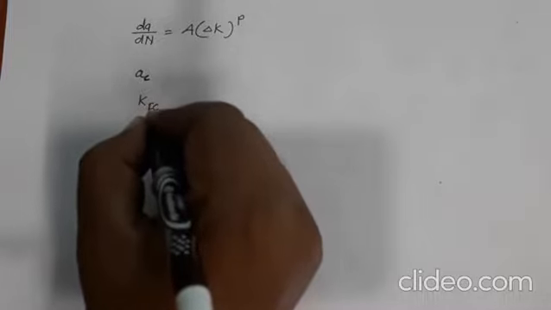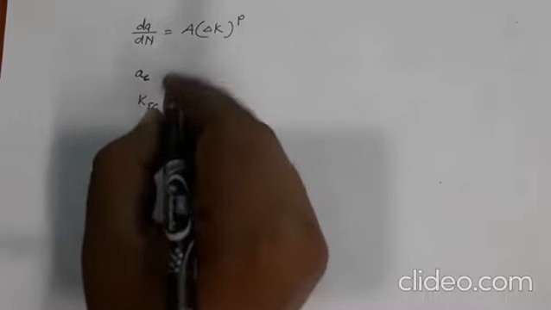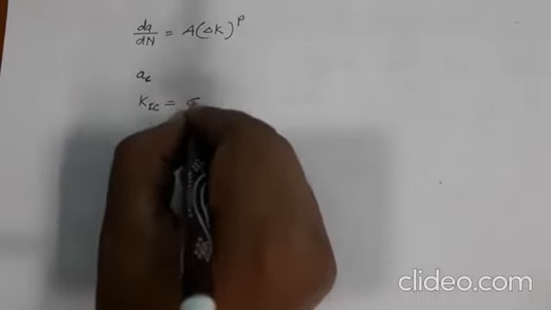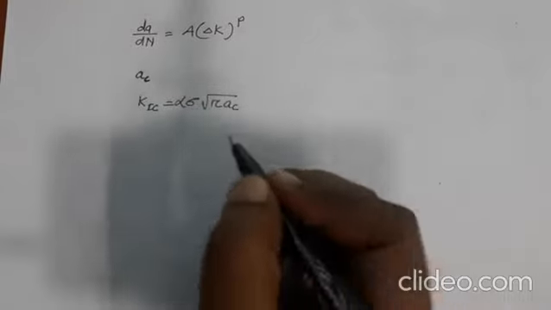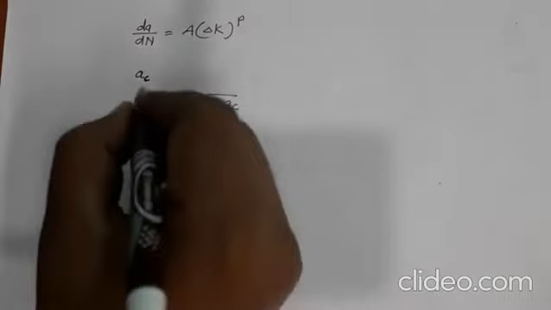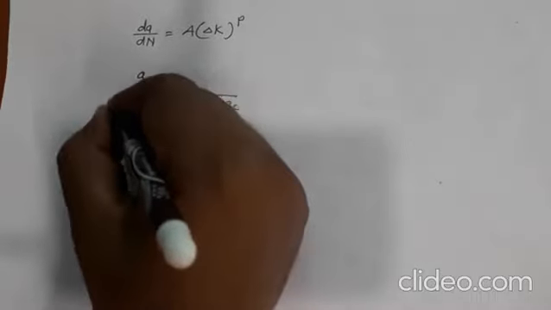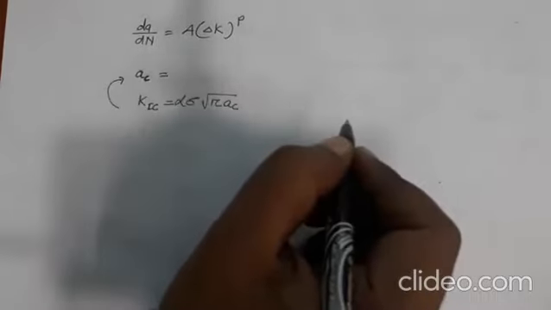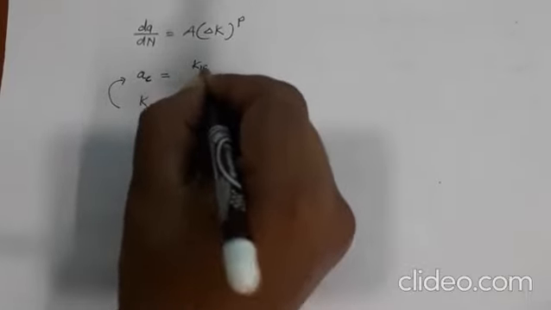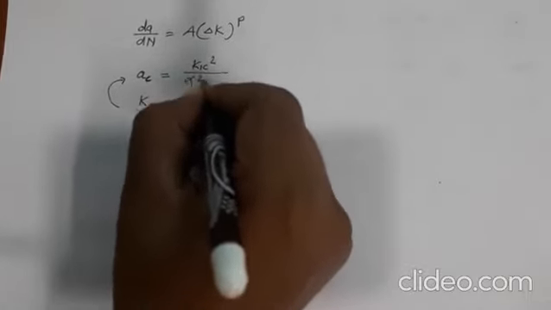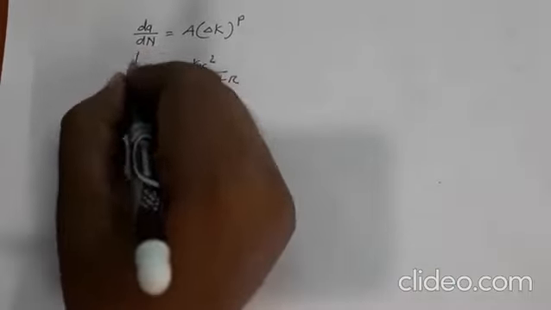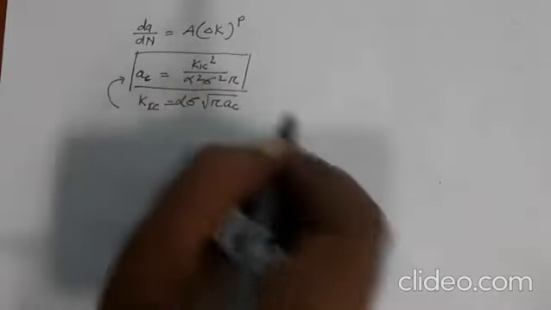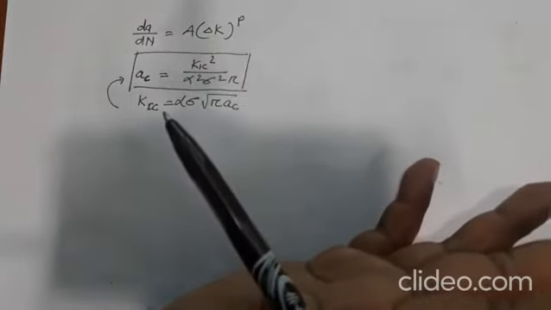So K1C is the value at which the crack length will reach its critical value. So K1C should be alpha into sigma into root over pi a c, where a c is the critical crack length. Now from this equation I can calculate a c, which will be equal to K1C whole square divided by alpha square sigma square into pi. So this is my final crack length, beyond which I don't need any more load for the material to fracture.